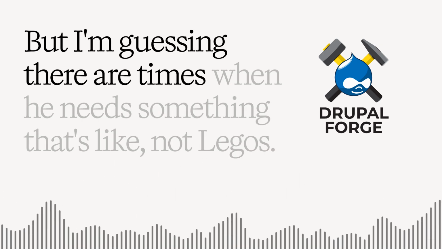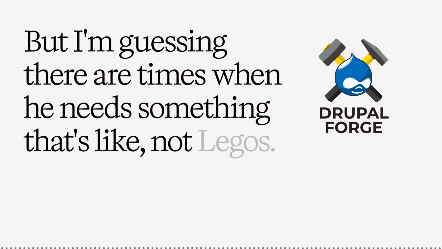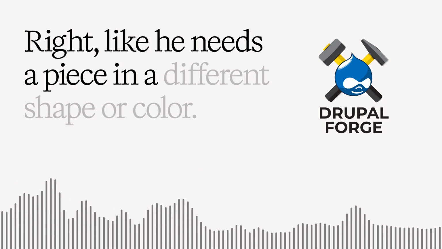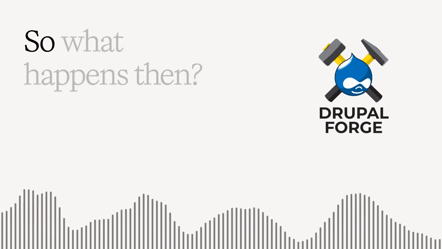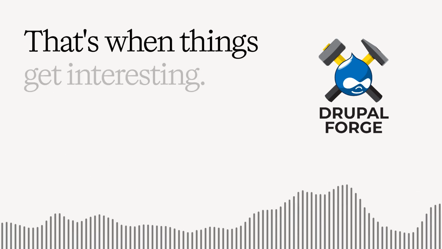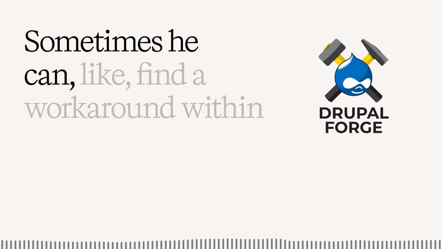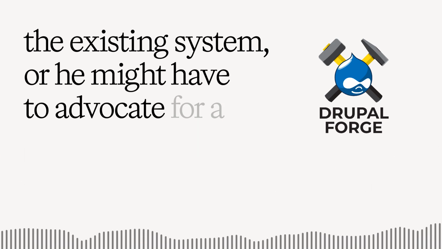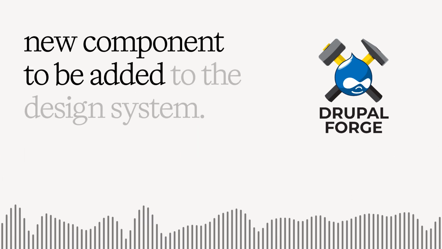But I'm guessing there are times when he needs something that's not in the standard set of Legos. Right, like he needs a piece in a different shape or color. Exactly. So what happens then? That's when things get interesting. Sometimes he can find a workaround within the existing system, or he might have to advocate for a new component to be added to the design system.